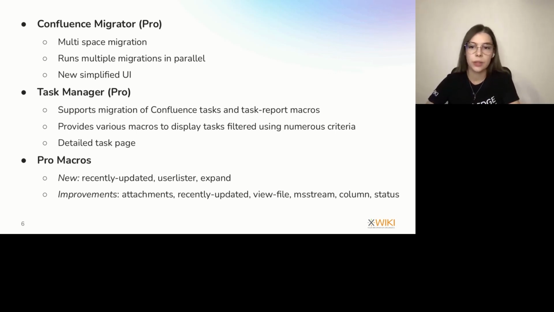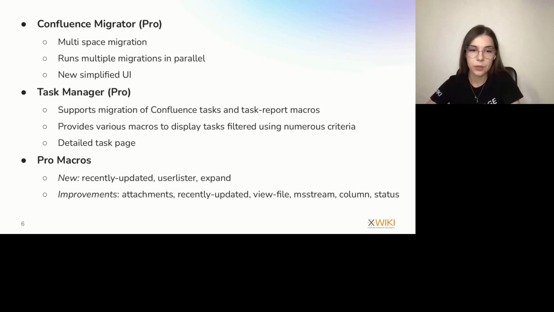So compared to the old one that allowed you to migrate one space at a time, this migrator allows you to migrate multiple spaces in one batch. And more than that, you can actually run multiple migrations in parallel. So for example, you can organize your migrations per department and have the people that are responsible for each department run their migrations in parallel. And we have introduced a much simplified UI that allows you to migrate in 2 steps, which is much more efficient than before.